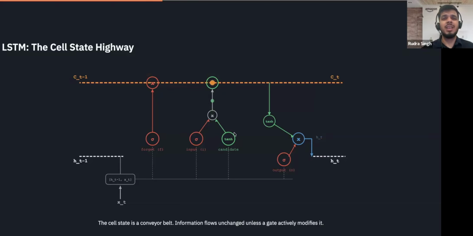Think of the cell state as a conveyor belt running through the whole network. Information sits on it and travels forward untouched unless one of the gates actively decides to change it. And because the main path through the cell state involves addition rather than repeated matrix multiplication, gradient can flow all the way through hundreds of time steps without shrinking to zero. That's the core insight behind LSTM, and that is how they are a far more superior network than the RNNs that we had.